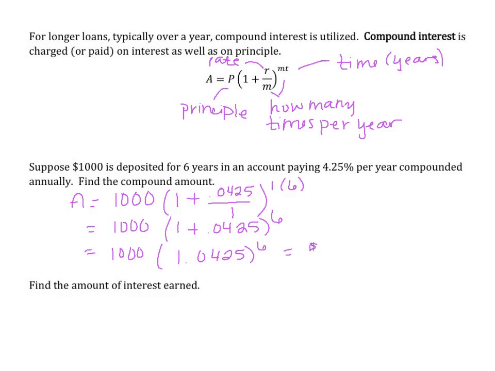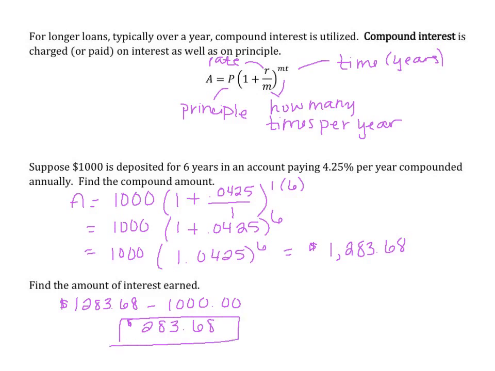And we will get $1,283.68. So that's the amount that's going to be at the end. So at the end of the 6 years, that's how much money should be in the account. We'll find out how much of that was the interest earned. Well, if we have a total now of $1,283.68 and we subtract the amount that we put into the account, that means that we earned $283.68 of interest. So we gained $283.68.